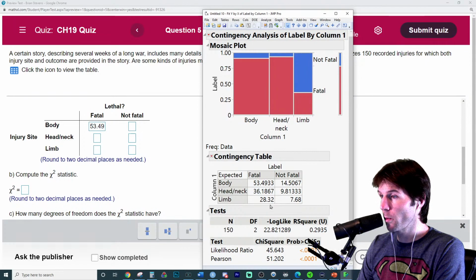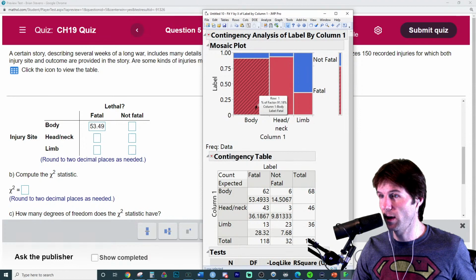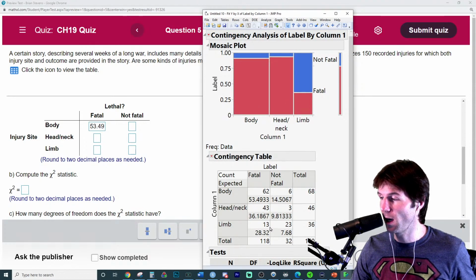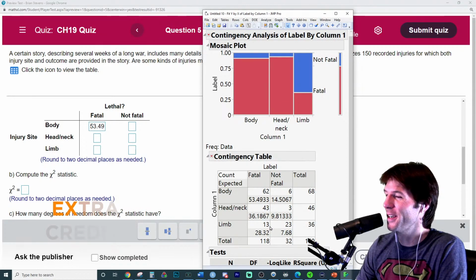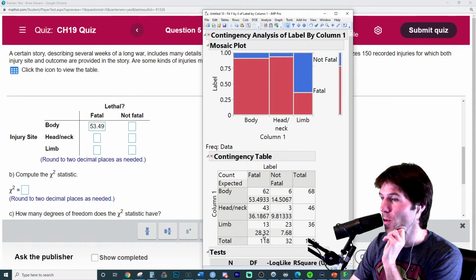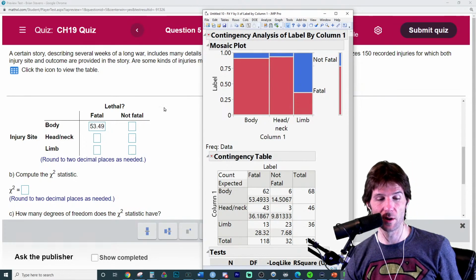But these are what we would expect by random chance, where the counts are what we observe. We observe, look at this. Oof. We observe a lot of people dying because of body injuries and a lot of people dying because of head injuries. We don't observe that many people dying unless you're Achilles. Yeah, exactly. Don't want to take a spear to the heel then. So you observe way more people than you would have expected in these areas, but you observe less having fatal injuries here. That'll lead to the cell chi-squareds.